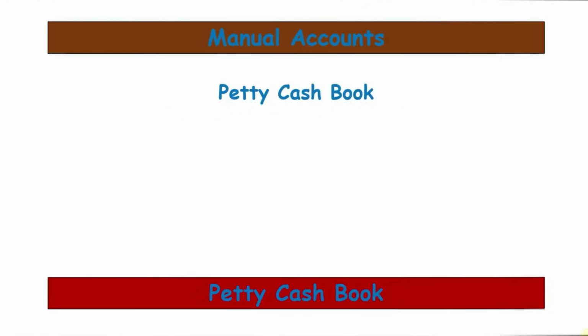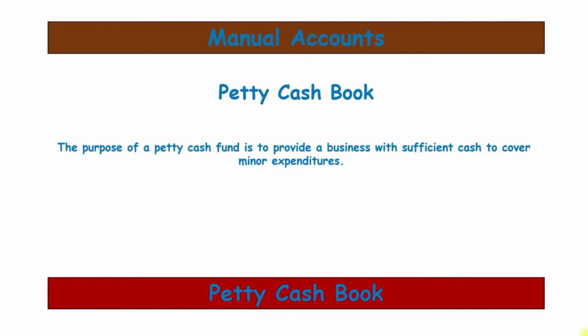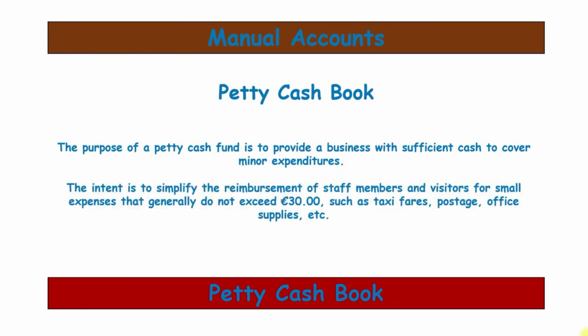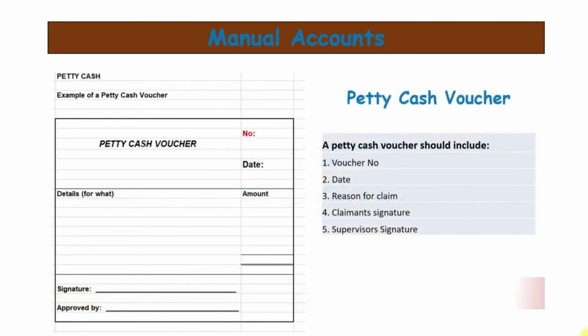The last of our books of first entry is the petty cash book. The petty cash fund is to provide sufficient cash to cover minor expenditures. It simplifies the reimbursement of staff members for small expenses that generally do not exceed €30, such as taxi fares, postage, office supplies, etc. Each time the petty cash is used, a voucher is issued. An example of a petty cash voucher is shown.